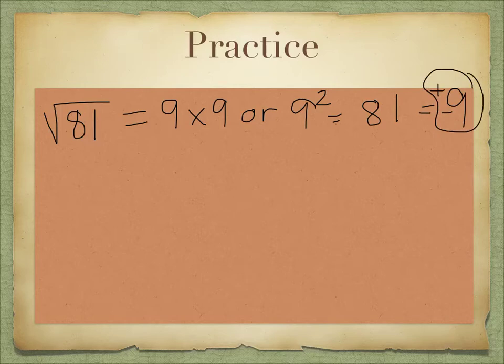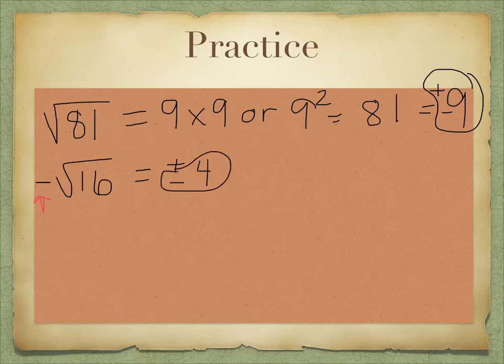You may be asked to find the negative square root of a number. For example, what is the negative square root of 16? Well, we know the square root of 16 is plus or minus 4, positive or negative 4. For this question, they're asking for the negative square root. So we're going to take the negative one, which will be negative 4.